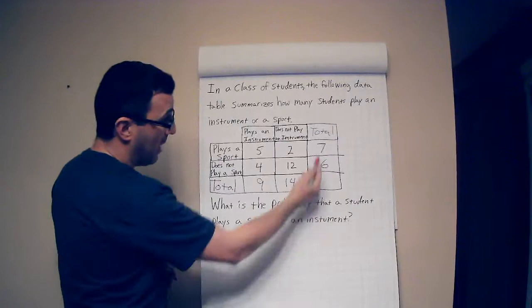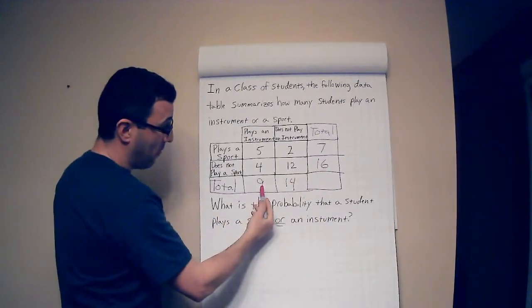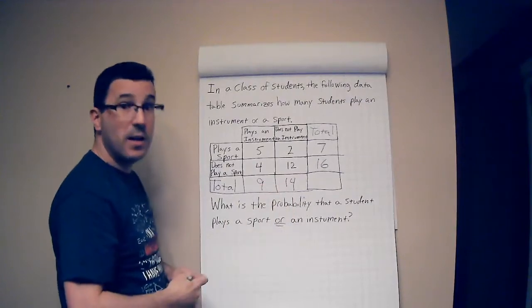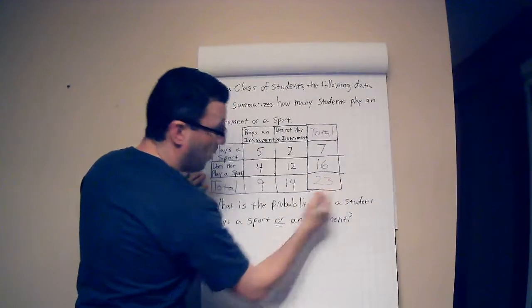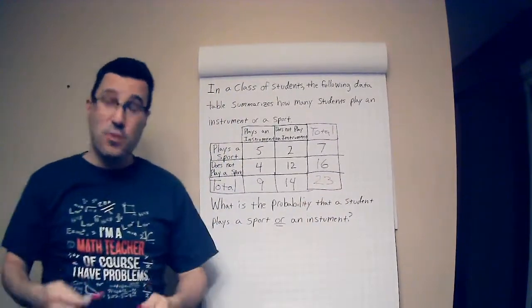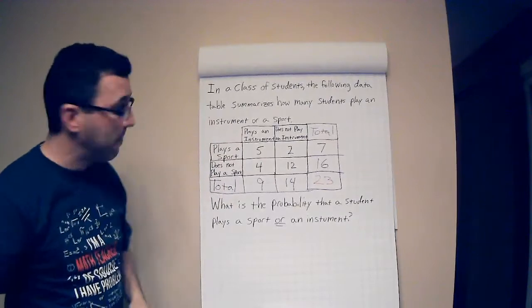Okay? So I have here 7 plus 16 is 23. So if I add across, 9 plus 14 is also 23. So we had 23 students in total who were surveyed in this class.